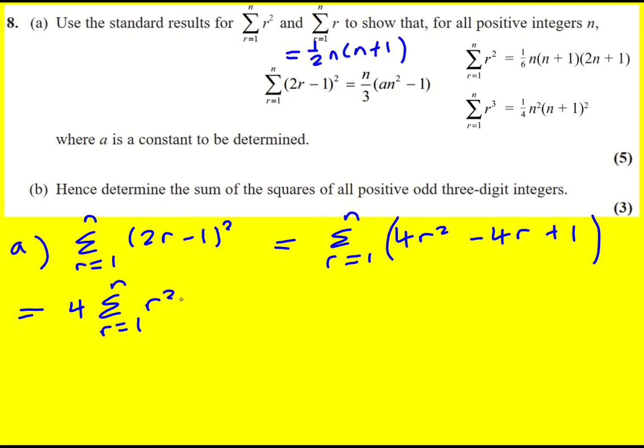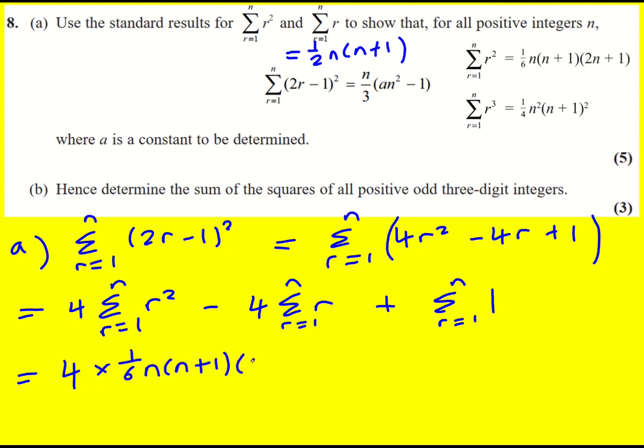So this will become the sum of r squared. This one is the sum of r. And I'm just left with the sum of lots of 1's. Okay, now I can apply my formulae. So I've got 4 times 1/6 n times n plus 1 times 2n plus 1, minus 4 lots of a half n times n plus 1. And don't forget this last one is actually me adding up n lots of 1. I'm going to be adding n.